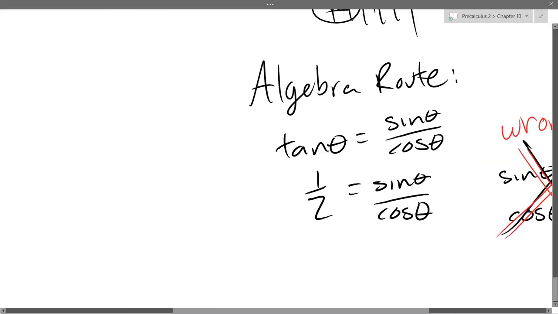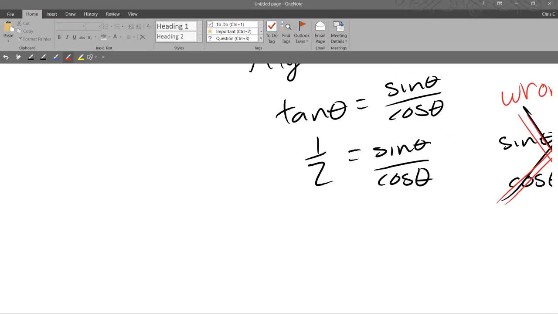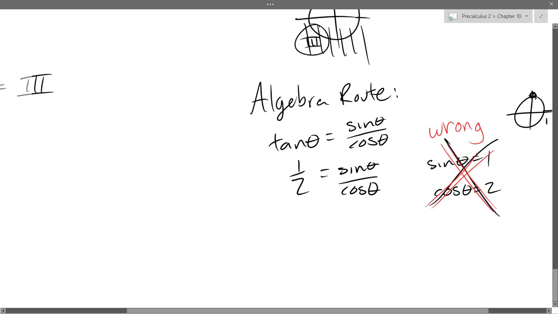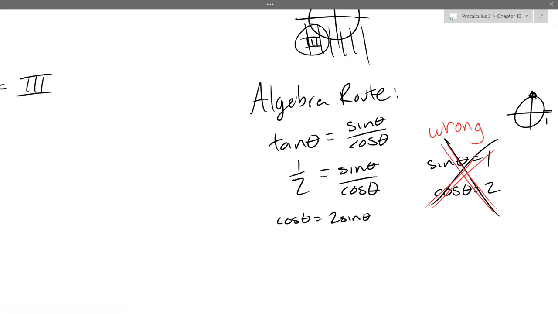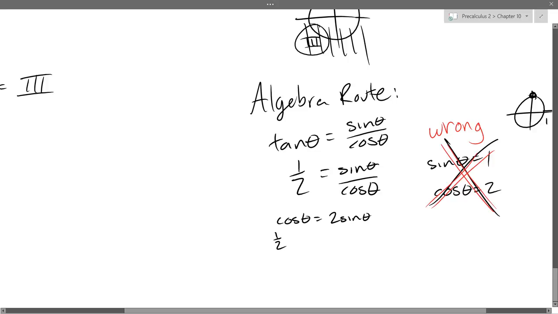All right, so how do you continue from here? I could cross multiply and get cos theta equals 2 sine theta. So what this tells me, if I knew sine theta, cosine would be twice as big. So if I knew the value for sine, multiply by 2, and I would have cosine. If I knew a value for cosine, I could rewrite this algebra: 1/2 cos theta equals sine theta. So if I knew cosine, I could cut it in half, and I would have sine. The problem is I don't know either one.